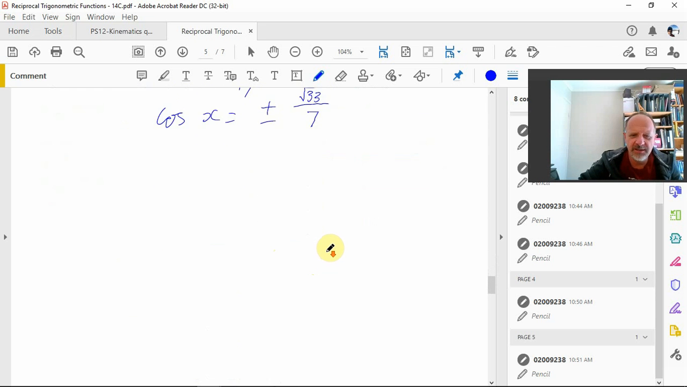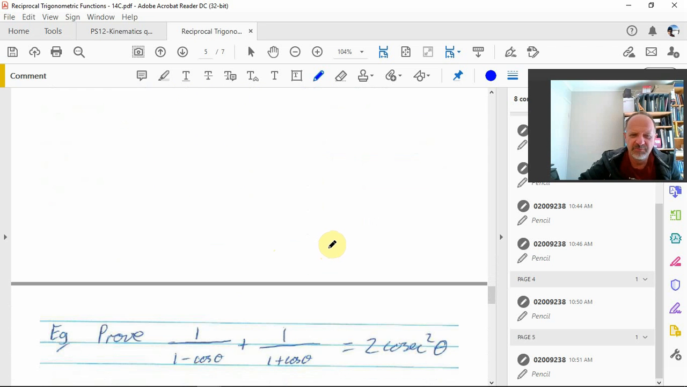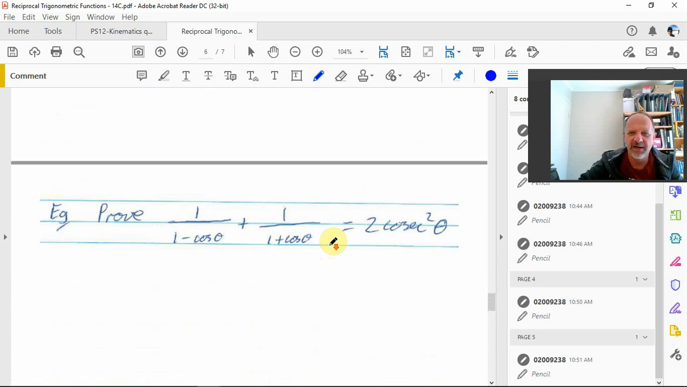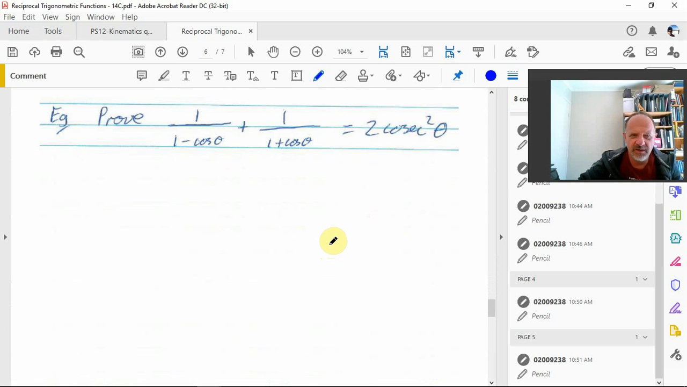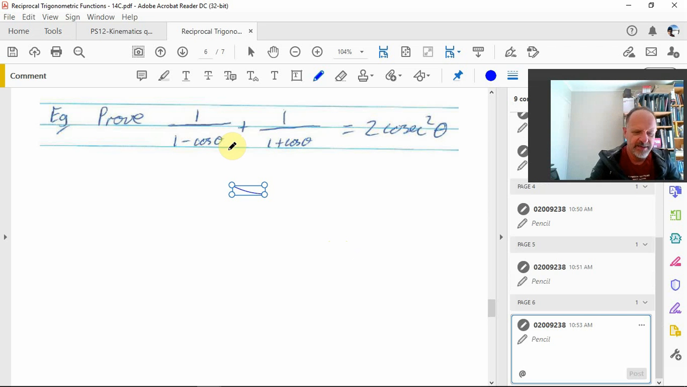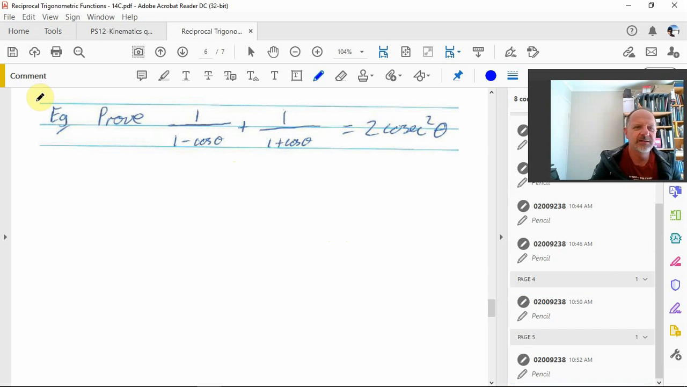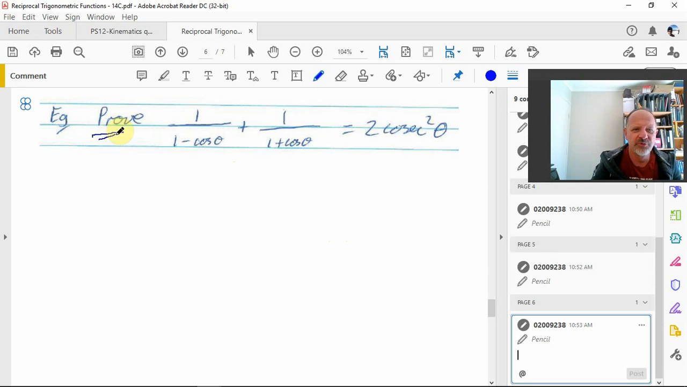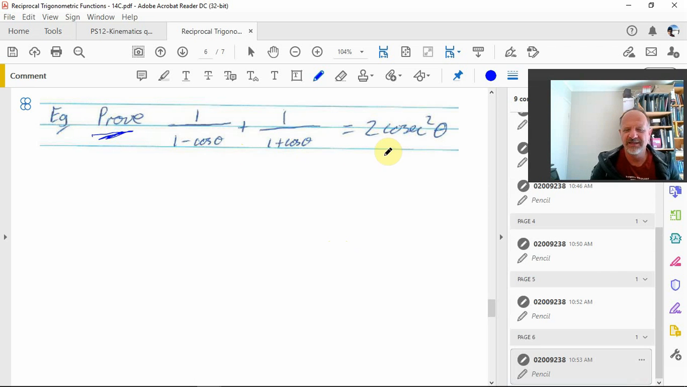All right, now the next bit, proofs. This is the fun part. Proofs are interesting mathematical things. So key, let's get rid of that, is that we're asked to prove that that is equal to that.